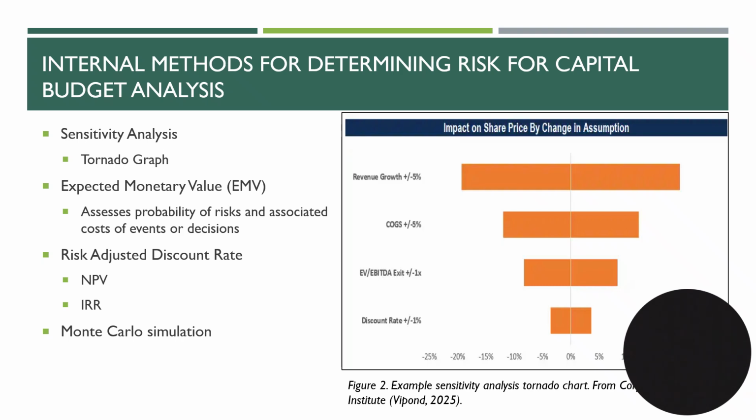Next, we're going to look at some internal methods for determining risk for capital budget analysis. Assessing risk is a critical function for financial management, and there are a variety of ways to approach it internal to the business. Sensitivity analysis is one, where, as shown in previous slides, risk can be ranked and prioritized, and base case, best case, and worst case scenarios can be considered for possible decisions. As demonstrated by the Corporate Finance Institute, it is easily facilitated by using a tornado graph, where the relative sensitivity of each risk can be easily understood and compared, as shown on the slide.